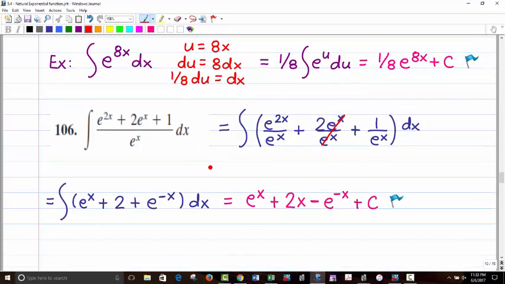All right, here's a little fractional problem. We have to do division, not long division. I wouldn't have to do long division on this, but just when you see a bunch of terms on top and one term on bottom, it's just going to be term by term division. So we take e to the 2x divided by e to the x, 2e to the x divided by e to the x, and 1 divided by e to the x.